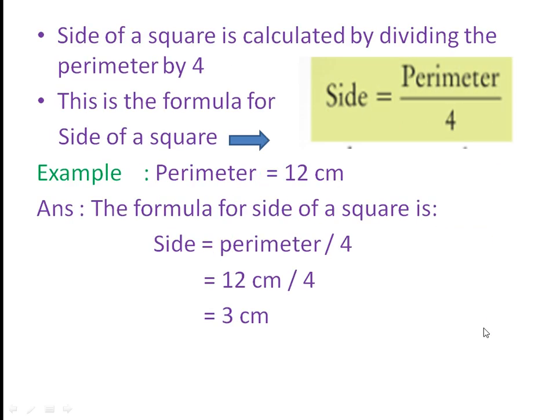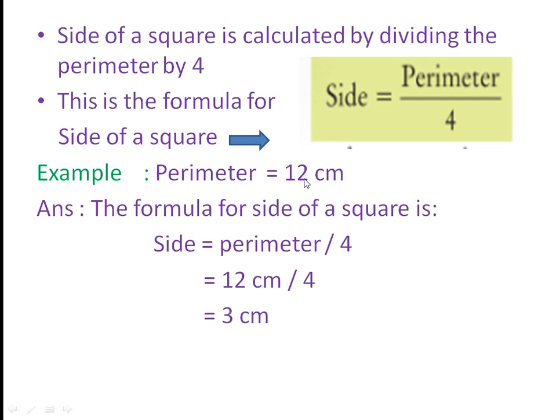Let's go. Here, another one: the side of a square is calculated by dividing the perimeter by 4. This is the formula for the side of a square. Side is equal to perimeter divided by 4. This is the formula for the side of the square. And I will give a small example on this one.